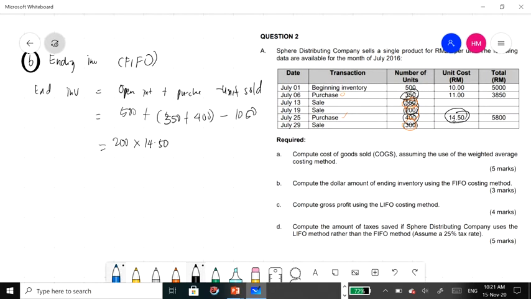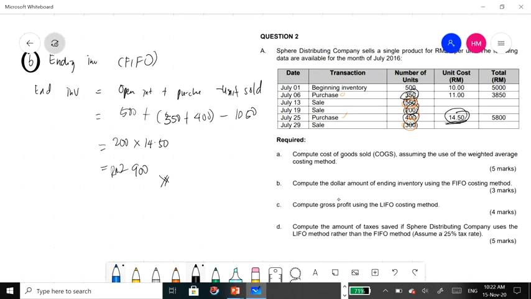Sebab dia kan first in first out. So maksudnya yang tinggal and the inventory you mesti yang akhir. So ambil je lah unit cost untuk RM14.50. So you akan dapat 2,900 ringgit. Okay, itu untuk B. So now kita akan buat untuk C.